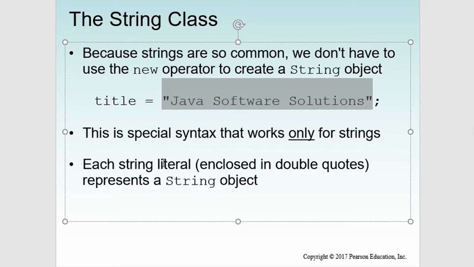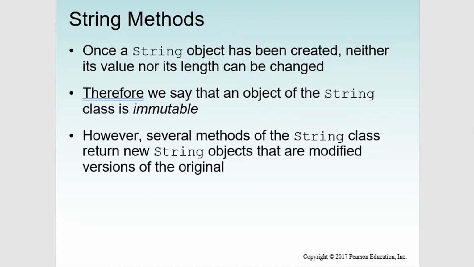Each string literal enclosed in double quotes represents a string object. Once a string object has been created, neither its value nor its length can be changed. Therefore, we say that an object of the string class is immutable. However, several methods of the string class return new string objects that are modified versions of the original.